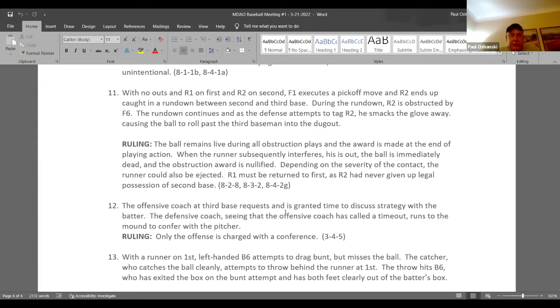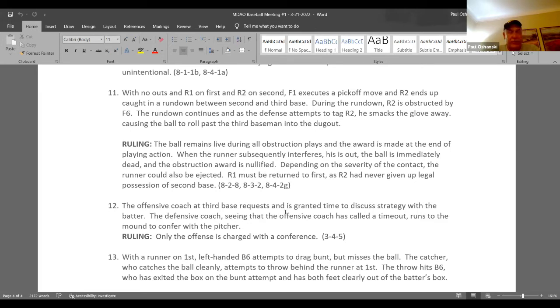So here's the technical terms for it. The ball remains live during all obstruction plays, and the award is made at the end of playing action. When the runner subsequently interferes, he is out. The ball is dead immediately, and the obstruction award is nullified. Depending on the severity of the contact, the runner could also be ejected. Try not to do that unless it's really bad. R1 must be returned to first, and R2 had given up legal possession of second base.